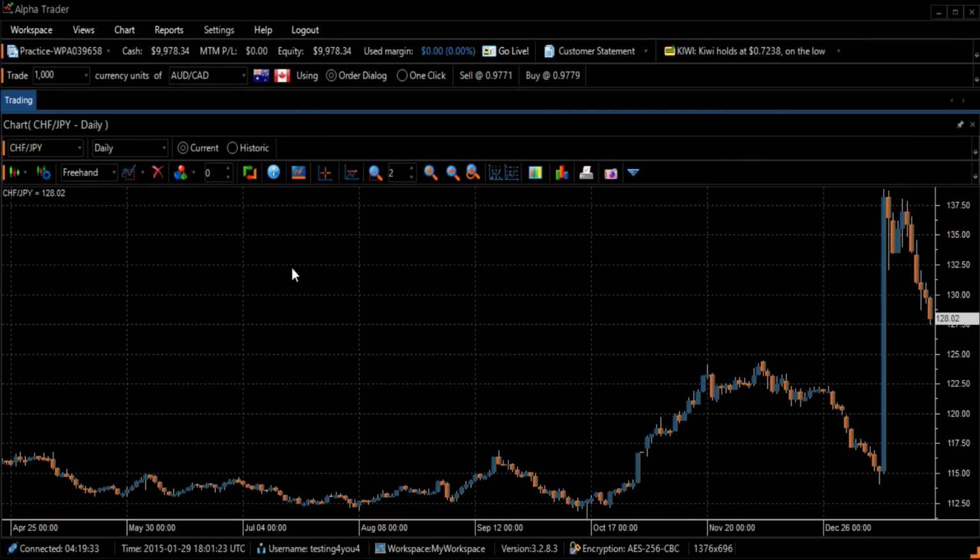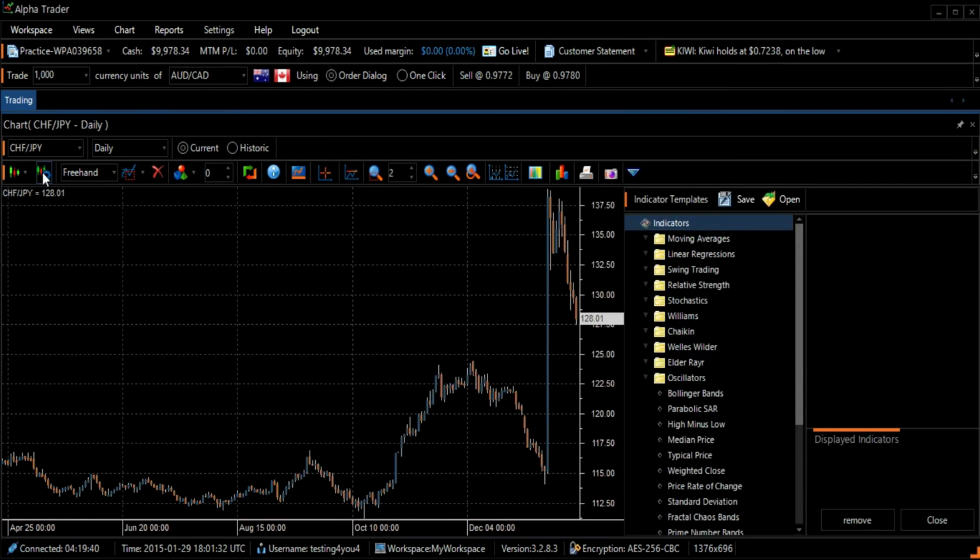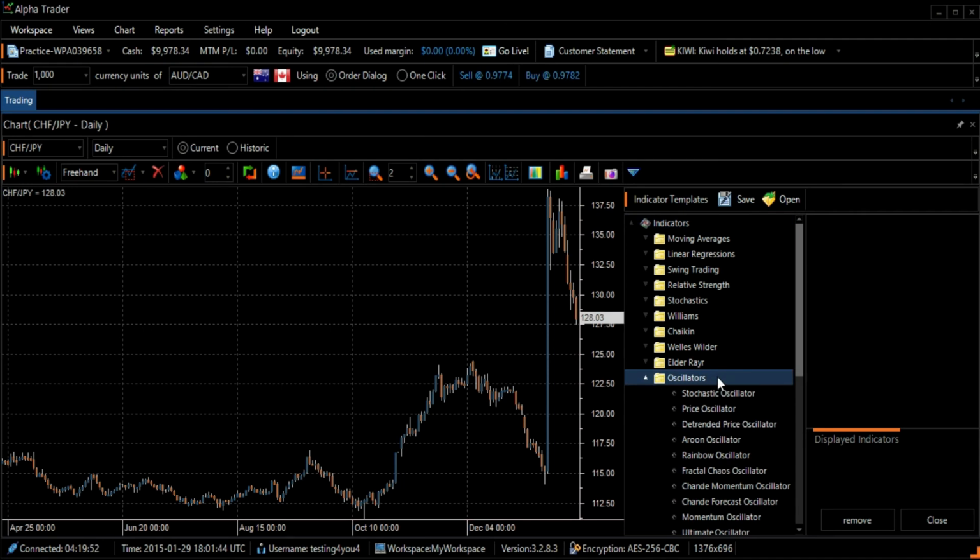You can find the Chande Momentum Oscillator by clicking on the technical indicator icon, which is on the left side of the toolbar. The indicator template screen will appear on the right side of your screen. Click on the Oscillators folder. Then select Chande Momentum Oscillator.